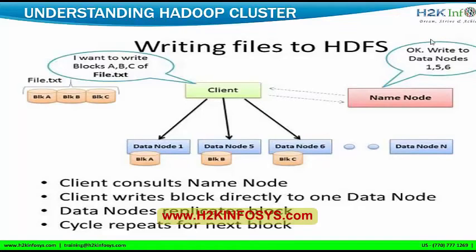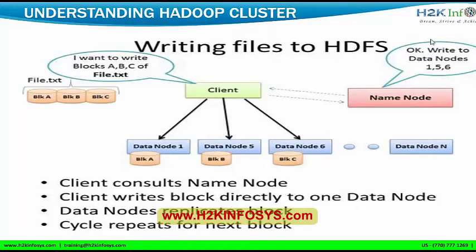Now again the client will go to the name node and say, okay, I have divided all the blocks. Where should I write these blocks, and how should I write these blocks? So the name node will say, okay, write block A to data node 1, write block B to data node 5 and write block C to data node 6.